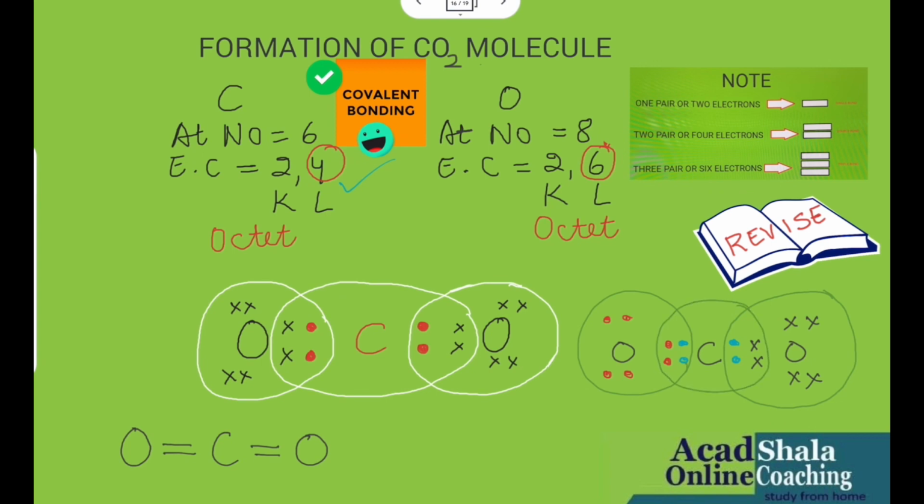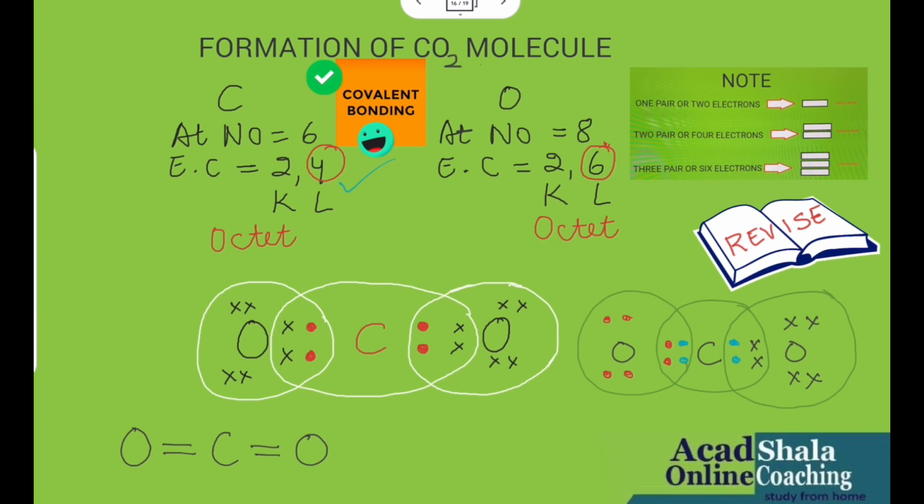Okay. Now, this oxygen says, whether I have achieved the stable gas configuration, that is the octet. Let me check. 1, 2, 3, 4, 5, 6, 7, 8. Yes. This oxygen says 1, 2, 3, 4, 5, 6, 7, 8. Yes. And this carbon says 1, 2, 3, 4, 5, 6, 7, 8. Yes. We both have, and carbon says I also have attained the stable gas configuration.